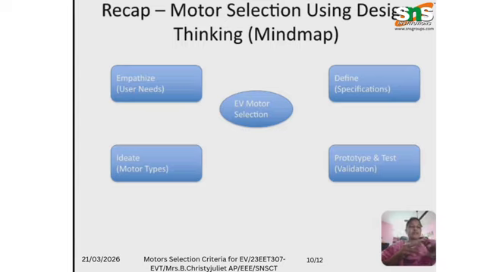Let's recap the contents we have discussed using this motor selection design thinking mind map. We empathized with what the user actually wants, then we defined the specifications to be considered, then we ideated with the motor types, and finally we validated and tested, and then we made the EV motor selection.